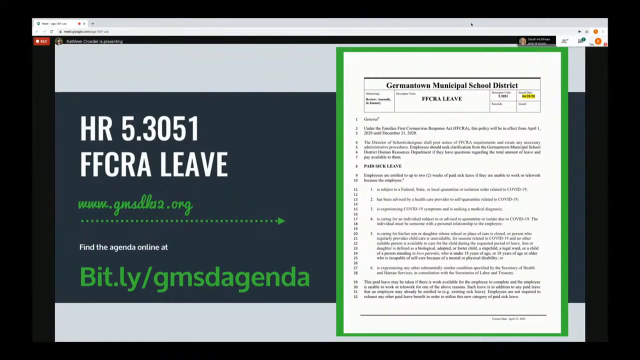So at this time, Chairman Luter, I am more than happy to answer any questions that you or other board members may have regarding GMSD policy 5.3051.